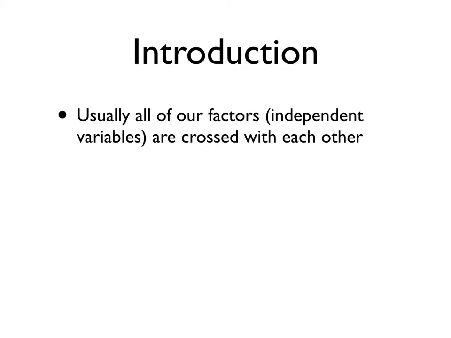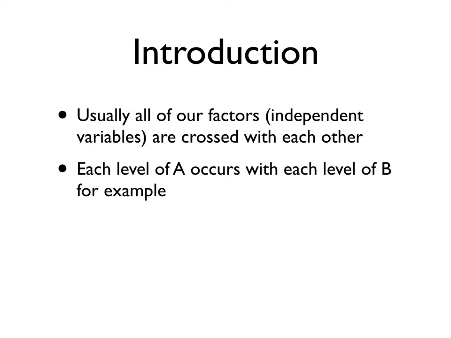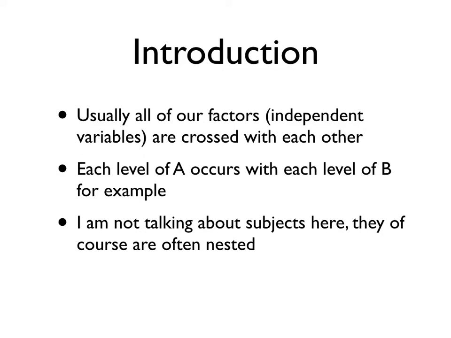Usually all of our factors are independent variables, in other words, are crossed with each other. They interact with each other. All levels of A occur with all levels of B. Right? That kind of thing. And I'm not talking about subjects, we talk about nesting with subjects. That leads to either independent groups or repeated measures, that's fine. Subjects, of course, are often nested. That's not what I'm talking about.